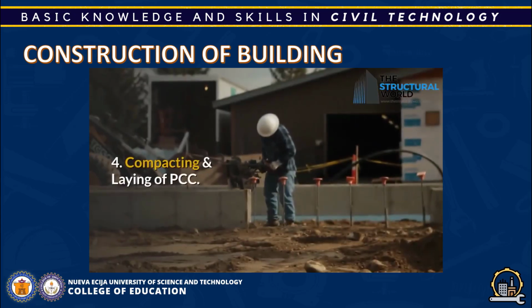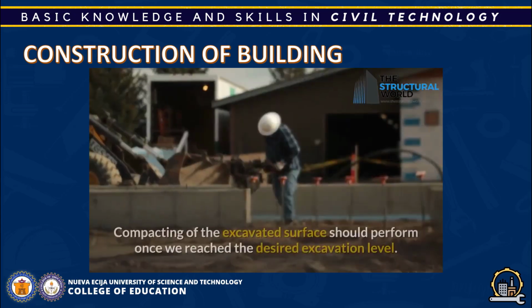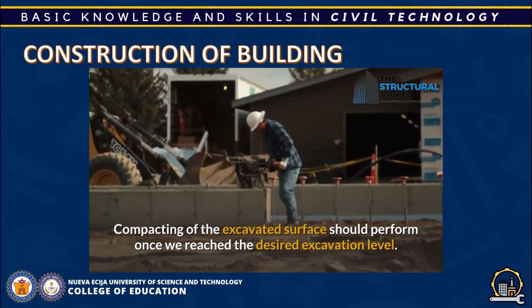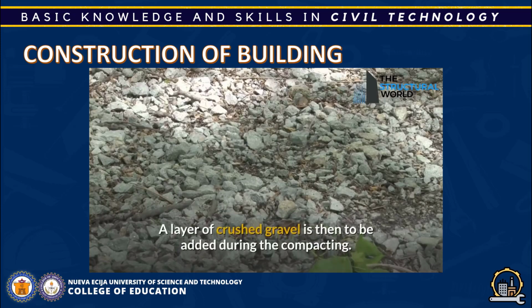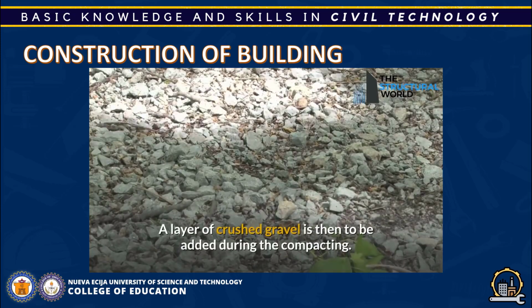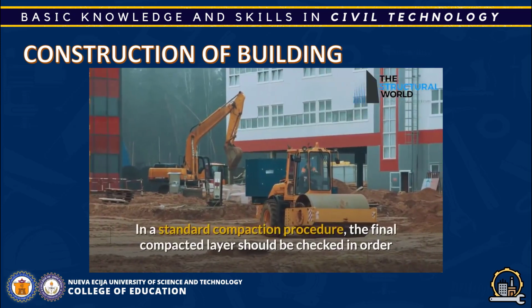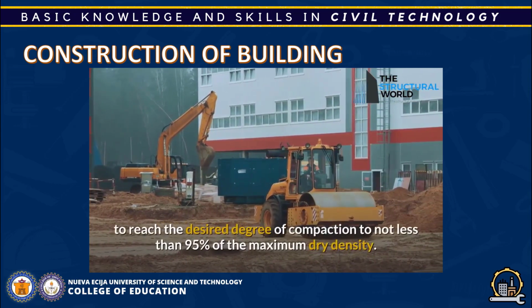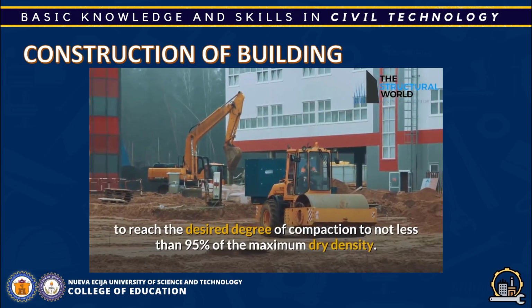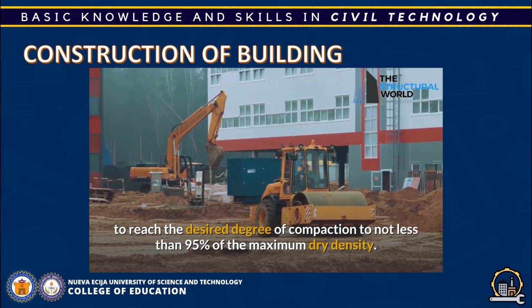4. Compacting and laying of PCC. Compacting of the excavated surface should be performed once we reach the desired excavation level. A layer of crushed gravel is then to be added during the compacting. In a standard compaction procedure, the final compacted layer should be checked in order to reach the desired degree of compaction, not less than 95% of the maximum dry density.